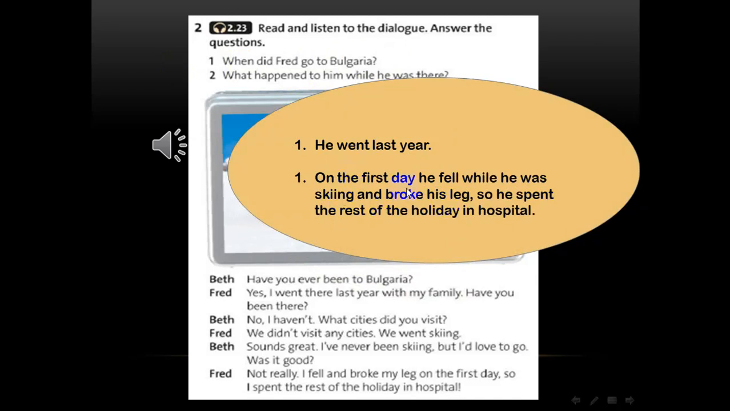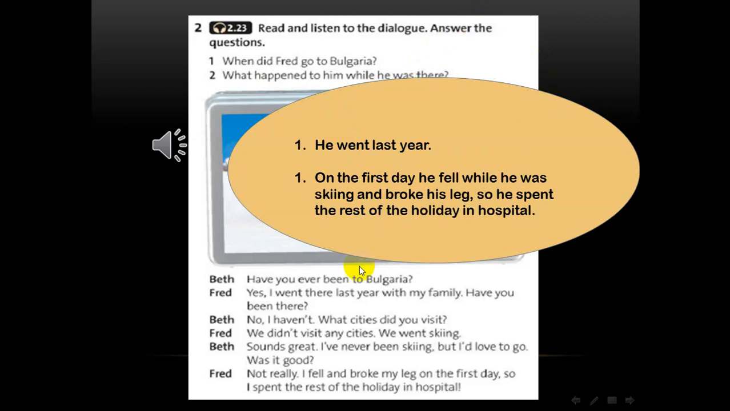So he spent the rest of the holiday in hospital. We notice that the question is in the past simple and the answer is in the past simple. Okay.